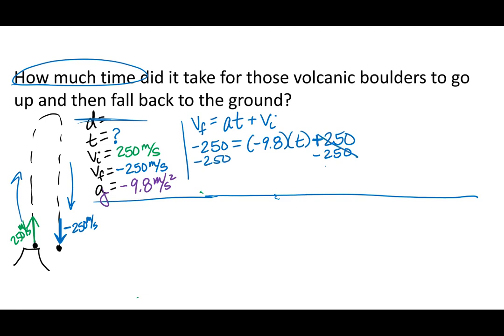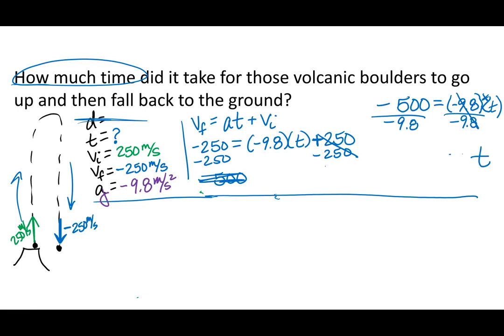Negative 250 minus 250 gives us negative 500. I'm going to write it up here. Negative 500. And then we still have negative 9.8 times T. Now we have to undo the multiplication by dividing. And if we do that, we get a time of 51 seconds. And since we ended at the bottom, this is the total time. 51 seconds for that boulder to go up and back down.